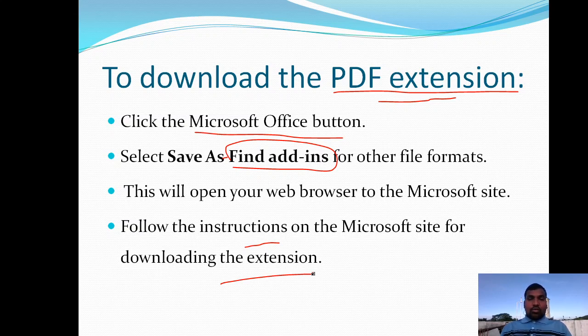So go to the Save As option, and under it we have a command called Find Add-ins. Click on that, then it is going to connect with the Microsoft Office site with the help of the browser. Then it is going to display several extensions related to the PDF file. Download those extensions and follow the instructions displayed on the site. Then you can perform the PDF extension operation.